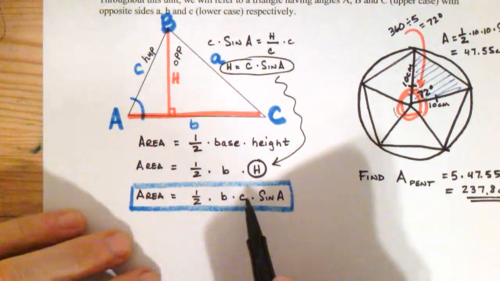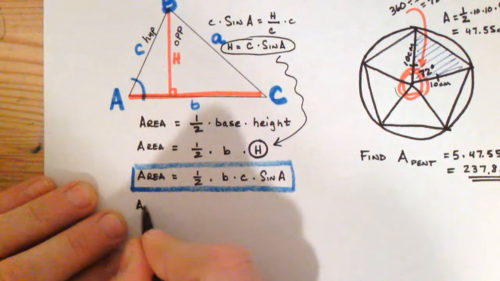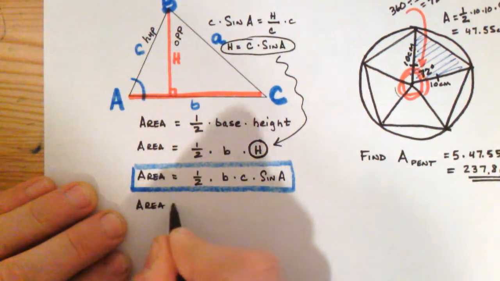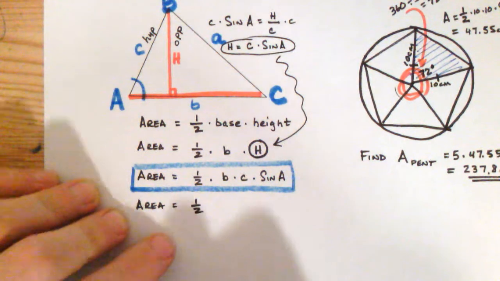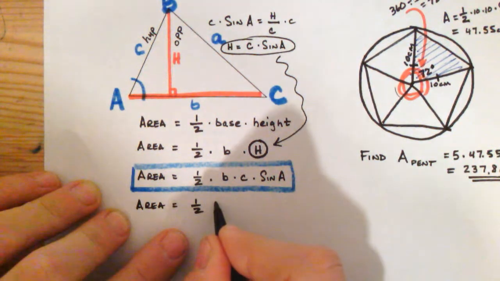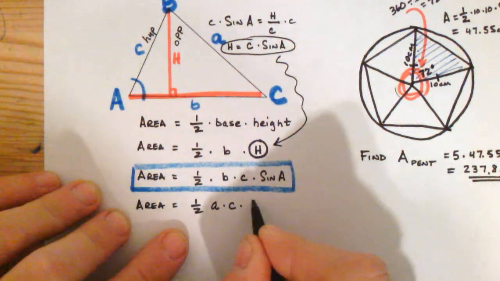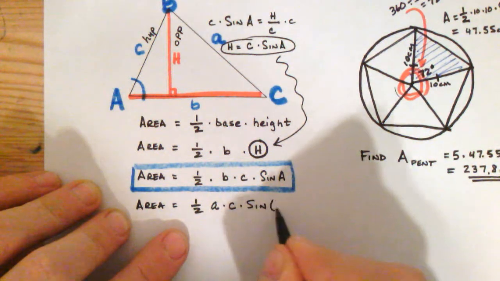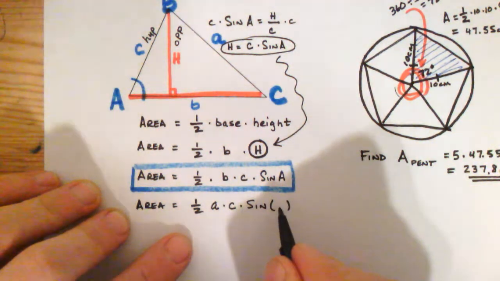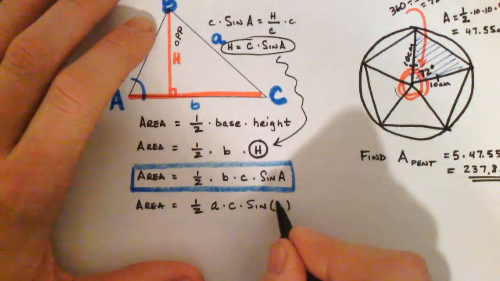So as I'm looking at the equation that we have for the area here, we could have chosen instead to write the area as 1/2, let's call this A times C, and if we had done that, then that would change the angle that goes in this position. Here's A, here's C, the angle between them is B.